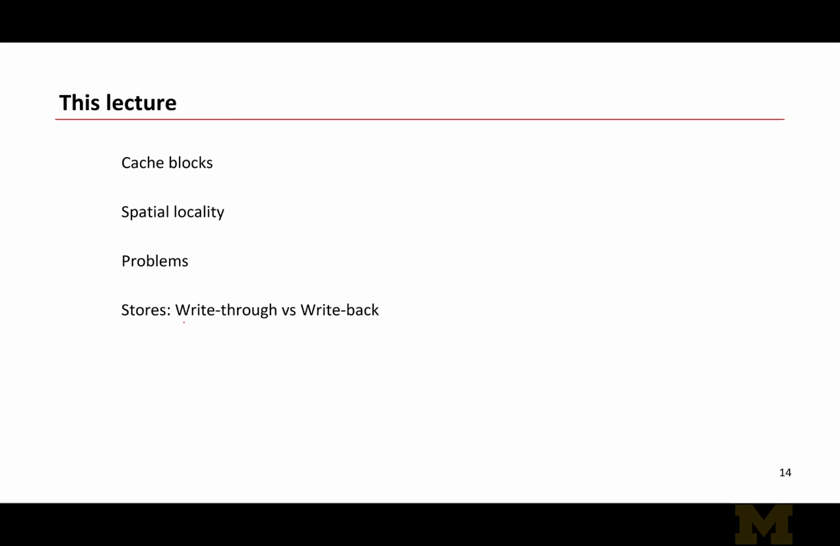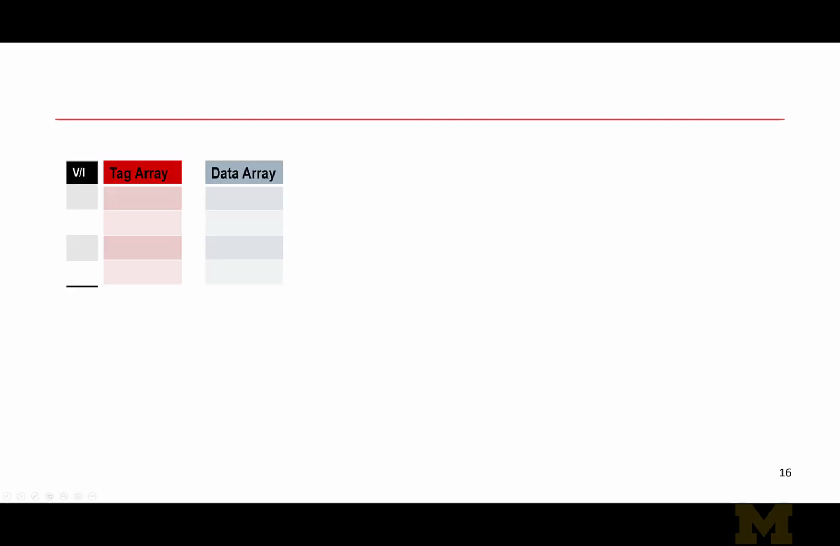In this lecture we're going to talk about 4 things. First, we'll talk about cache blocks, and then we're going to talk about another form of locality called spatial locality. We'll work out a few problems, and then we will talk about the differences between a write-through cache and a write-back cache, which matters when you execute stores. So what is a cache block?